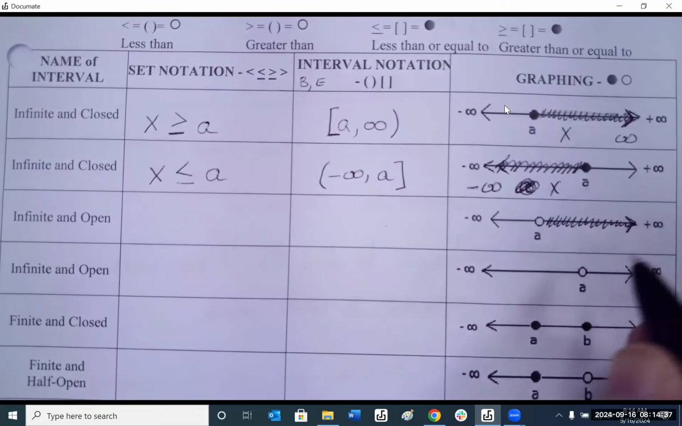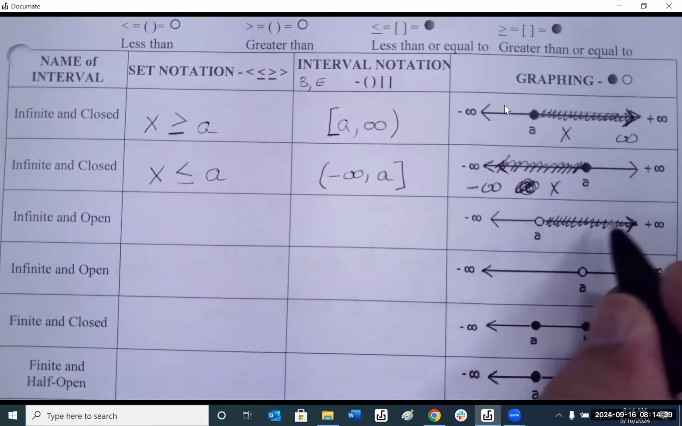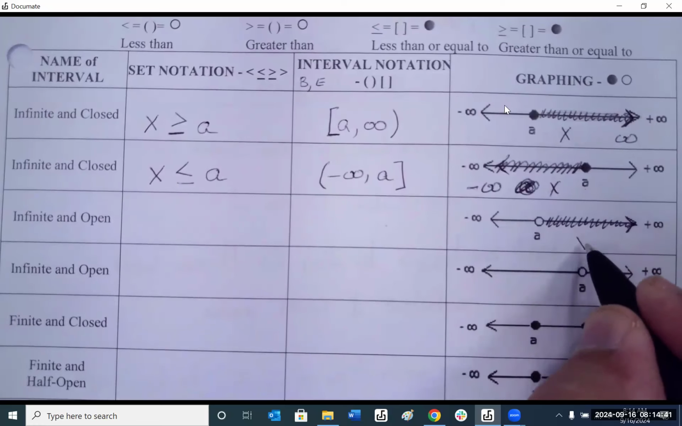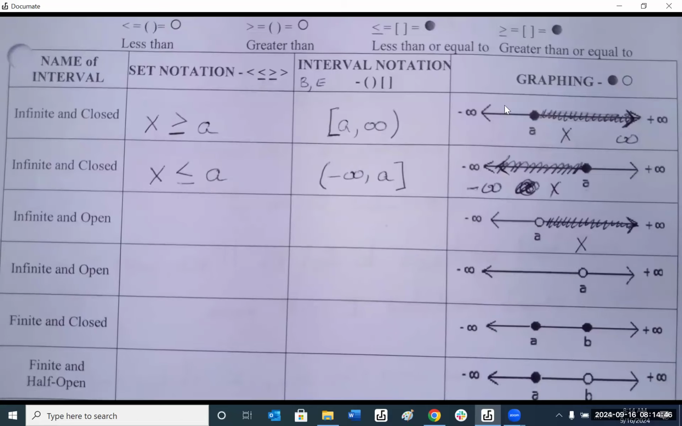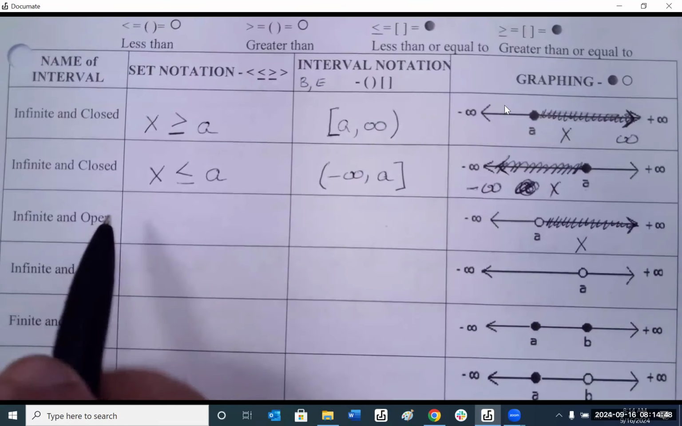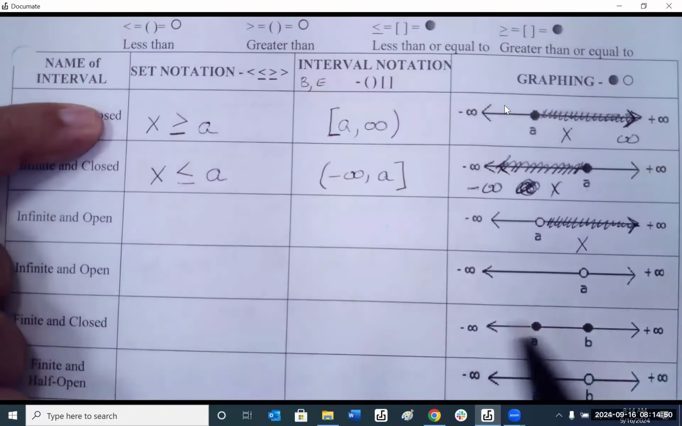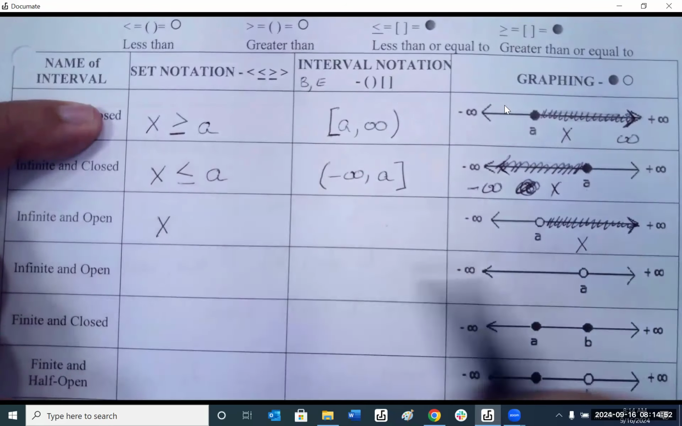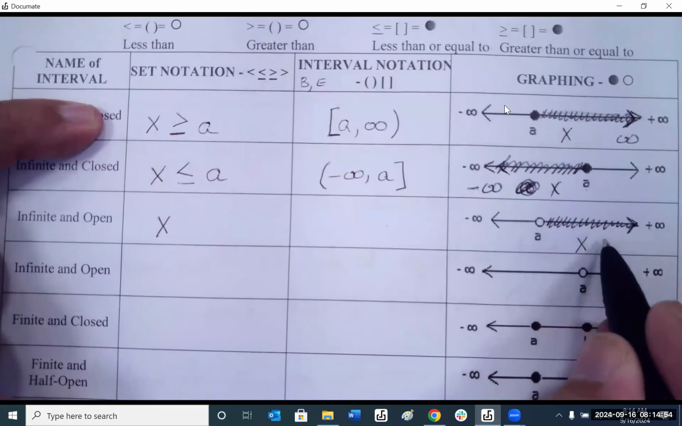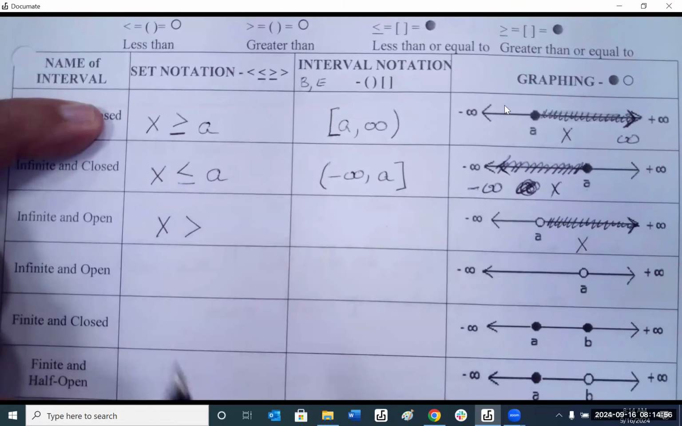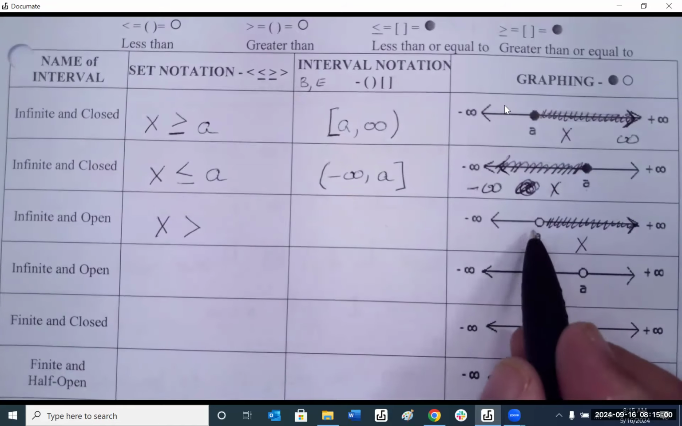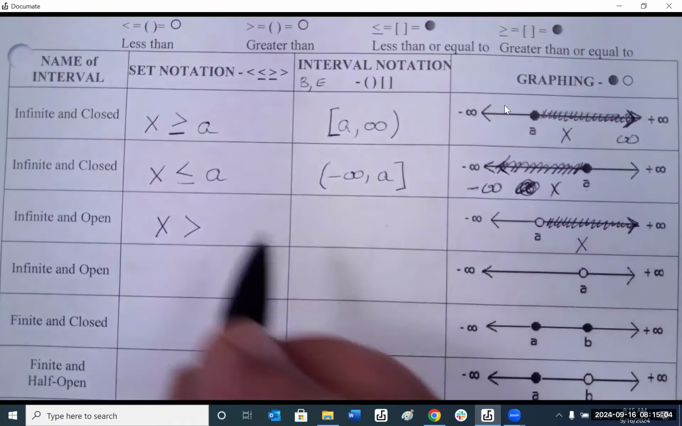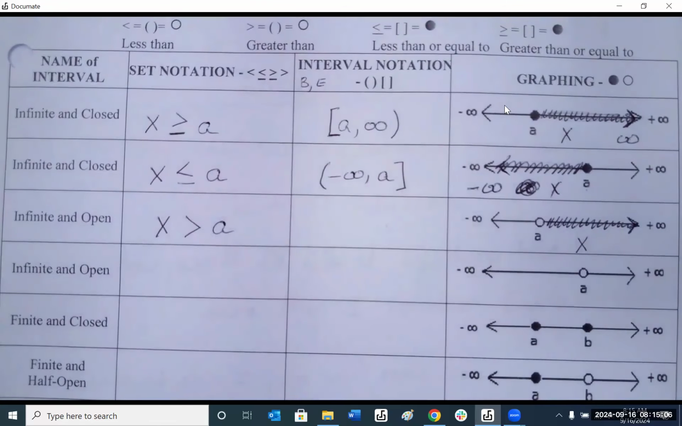Now the next two represent an infinite set of numbers, and it's closed. I mean, it's open. So the set notation, where is x? X is greater than, since it's to the right. Can it be equal to A? No, because it's open. So it cannot be equal to A. It's strictly greater than.